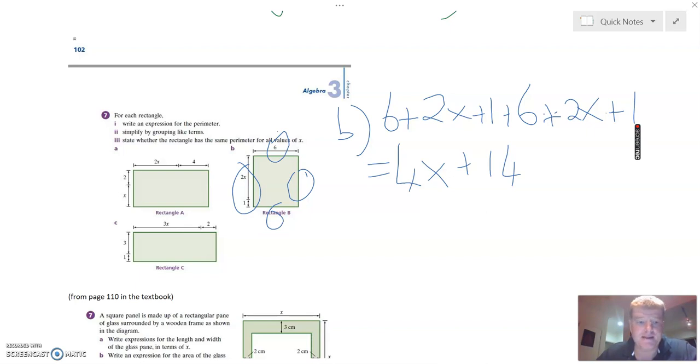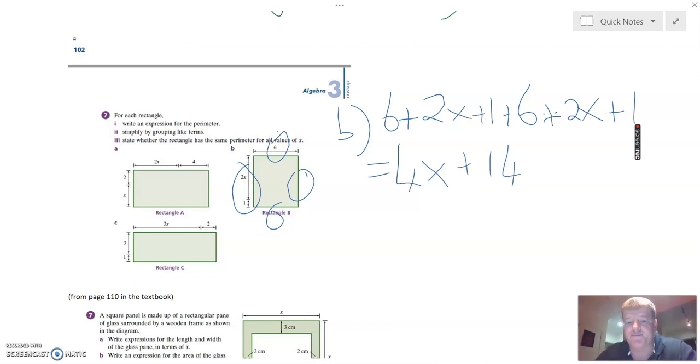Now, that was the expression. We've simplified. It says, will the rectangle have the same perimeter for all values of x? Well, let's try it. Let's say, what's the perimeter when x equals 1? So 4 times 1 is 4 plus 14 is 18. So the perimeter is going to be 18 when x equals 1.